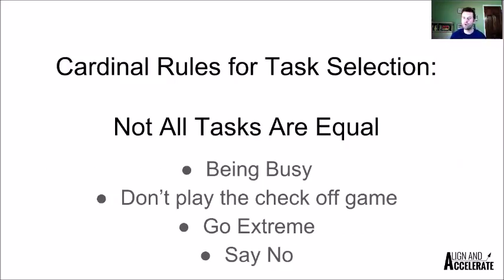Now, there are a few cardinal rules for task selection that will also help with this process. Not all tasks are equal. And this is from a checklist from The One Thing. People think if they just put their calendar full of stuff and they get stuff done, that they're being productive. That is not true. Being busy does not mean you're moving forward on your goals. You can be doing a lot of things that are completely irrelevant to what you need to accomplish, and it feels like you're getting stuff done.